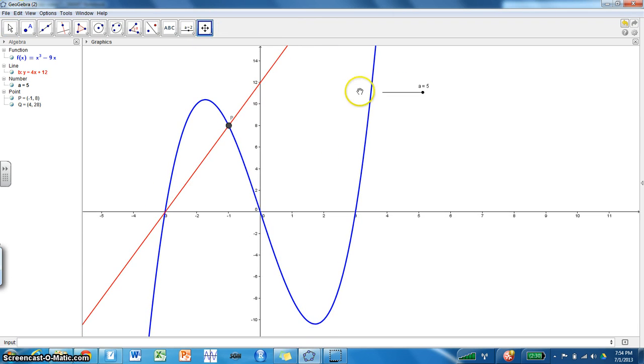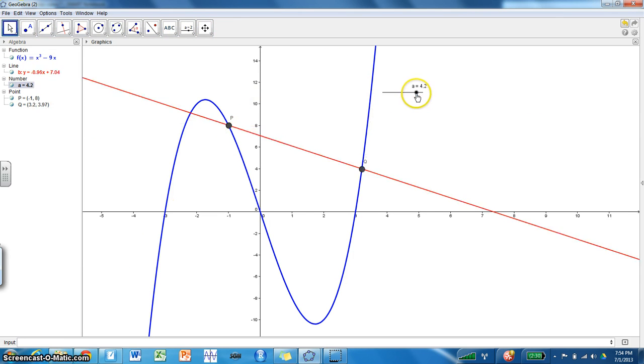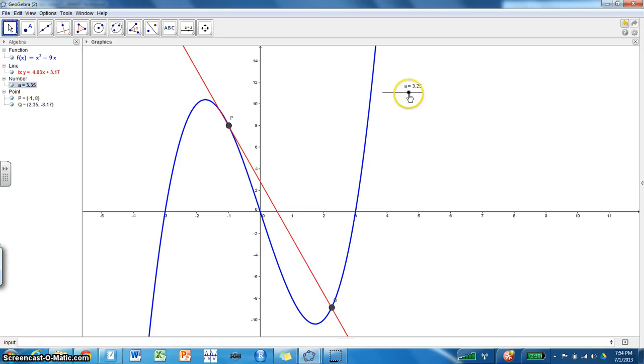I'm going to start to move Q. I'm going to decrease Q, and I want to get past this hump here. Q is currently sitting at a positive 1.2, and so that's a delta x of 2.2. I'm going to continue to decrease this.